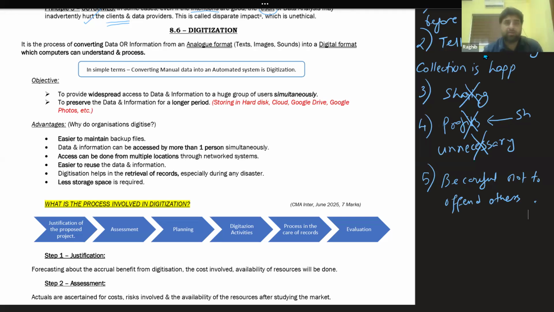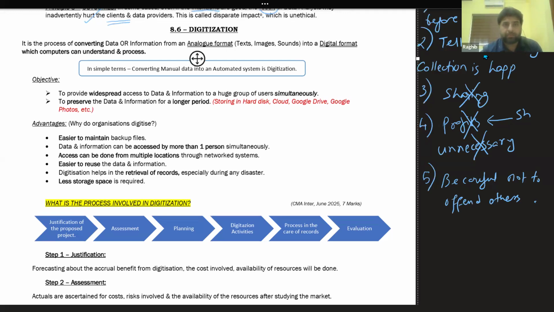Okay. Now in simple terms, for us to understand, converting the manual data into an automated system. Converting from the manual into an automated system is digitization. This is mentioned in simple words. So here I was saying this area is the definition. Definition of digitization. Okay.